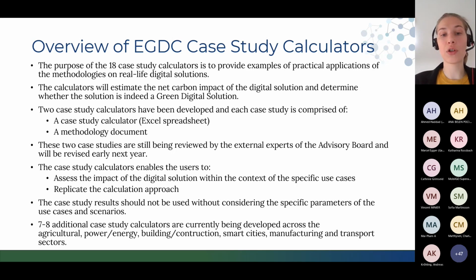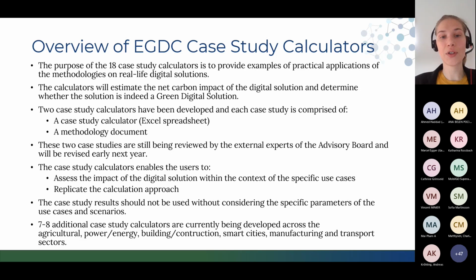What the case study results should not be used for is essentially just using them without considering the specific parameters of the use cases and the scenarios under which these calculations have been performed.